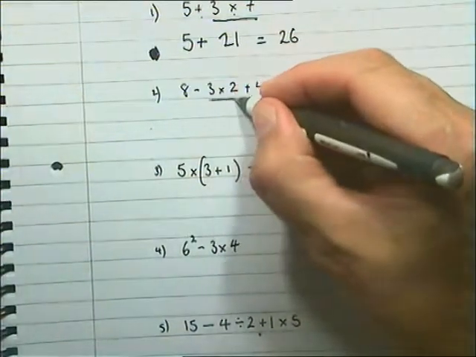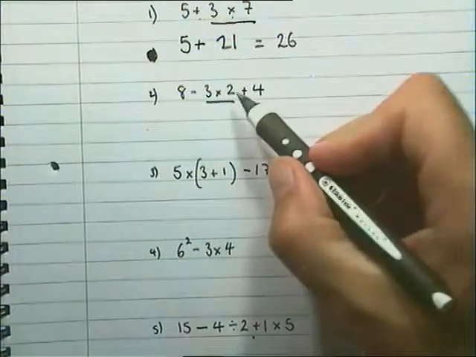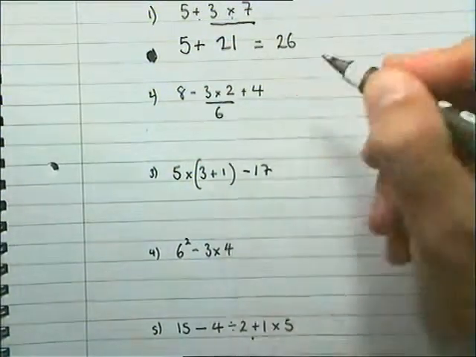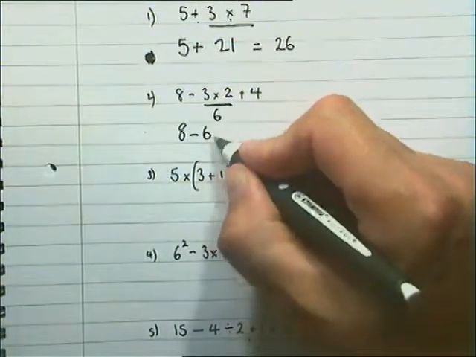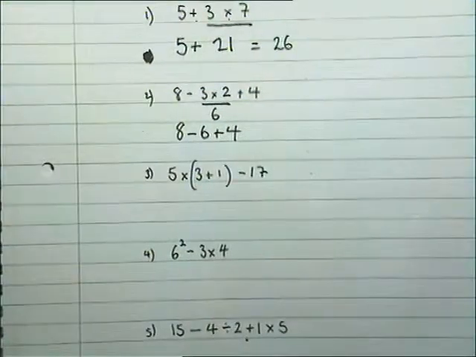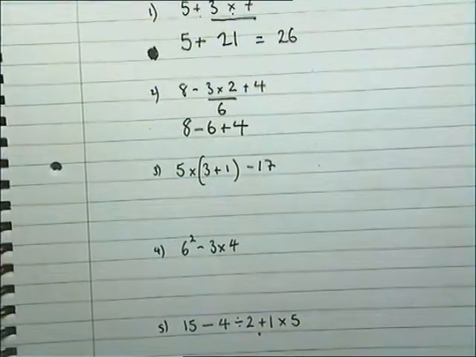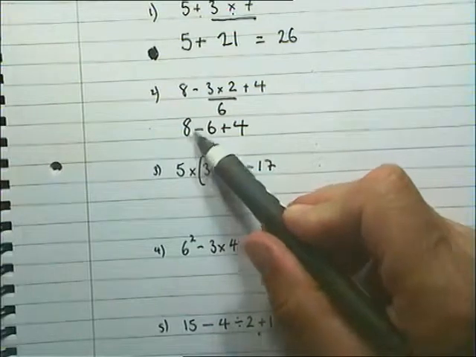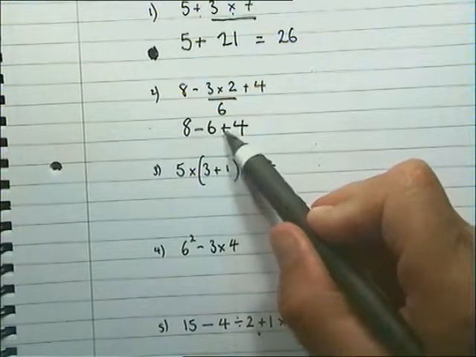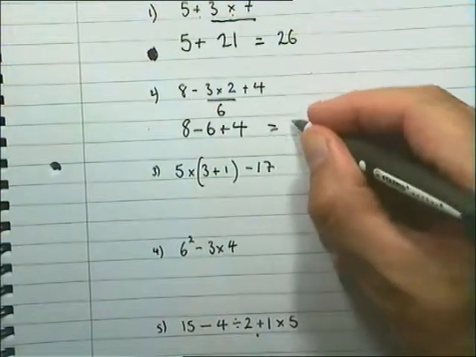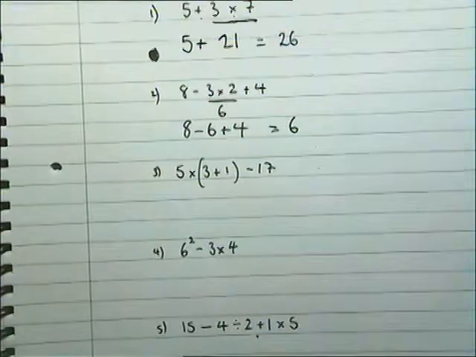The next one is a minus, a subtract, a multiply, and then an add. Well, the multiply comes first, as you can see, so we do that first, and that's 6, and so we get 8, take away 6, add 4. Now, because subtract and add are the same, we just do it in order. So 8 take away 6 is 2, 2 plus 4 is 6.